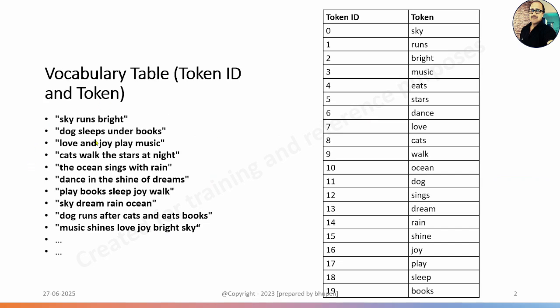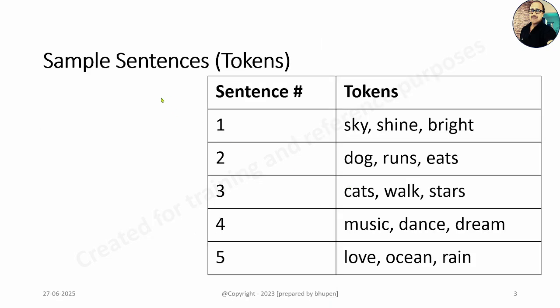For this example, I'm taking a bunch of sentences, and these sentences are tokenized. Here on the right hand side, you see all the tokens or the words, and the words are typically sorted and assigned token ID starting with 0, 1, 2, 3, 4. And from the tokens, I'm creating five sentences for this example. Each sentence will have a certain number of tokens, just to pretend that we have sentences.